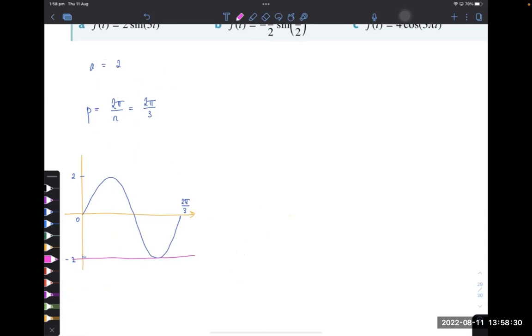I like to call this here the minimum line. This line up here, the maximum line. And you notice that there's always a point where it's in equilibrium, right? I like to call that the mean line.